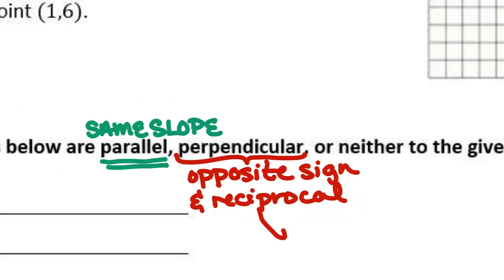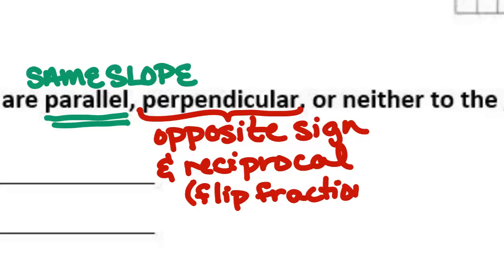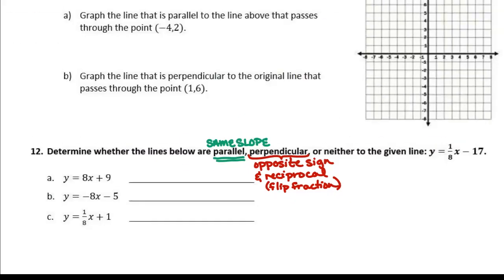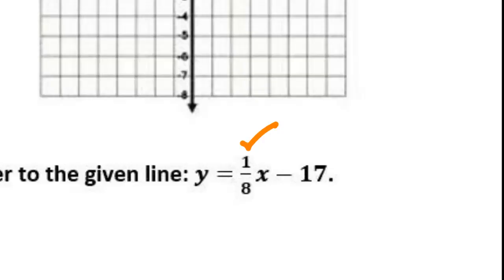And what does reciprocal mean again? Yep, we flip. We flip our fraction over. All right, so let's look at this line that they gave me. Which of these two numbers is the slope? 1/8 is our slope.